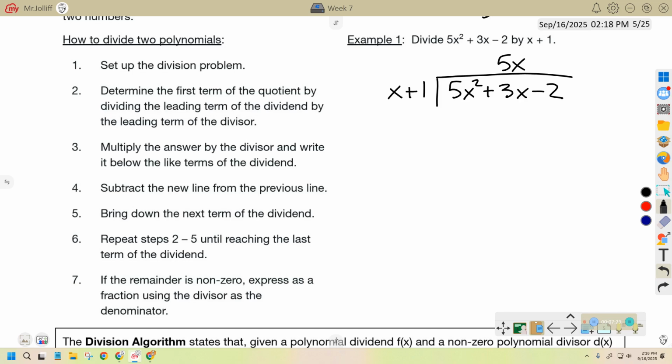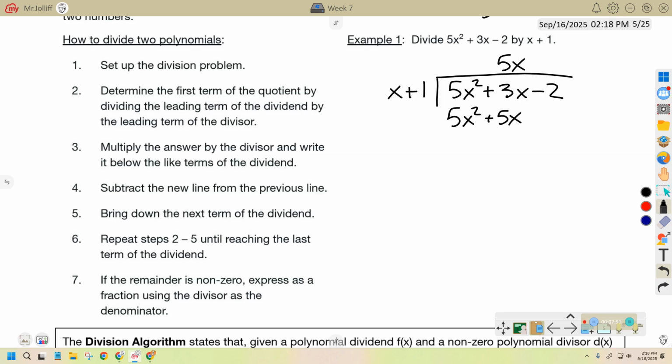The next step is the same as it was before. We're going to take that number we just wrote in the quotient, multiply it by our divisor, and write the answer. So 5x times x is 5x squared. 5x times 1 is 5x. I'm assuming I've done that multiplication correctly because nobody's yelling at me. And Ellen's nodding. That's good. Okay.